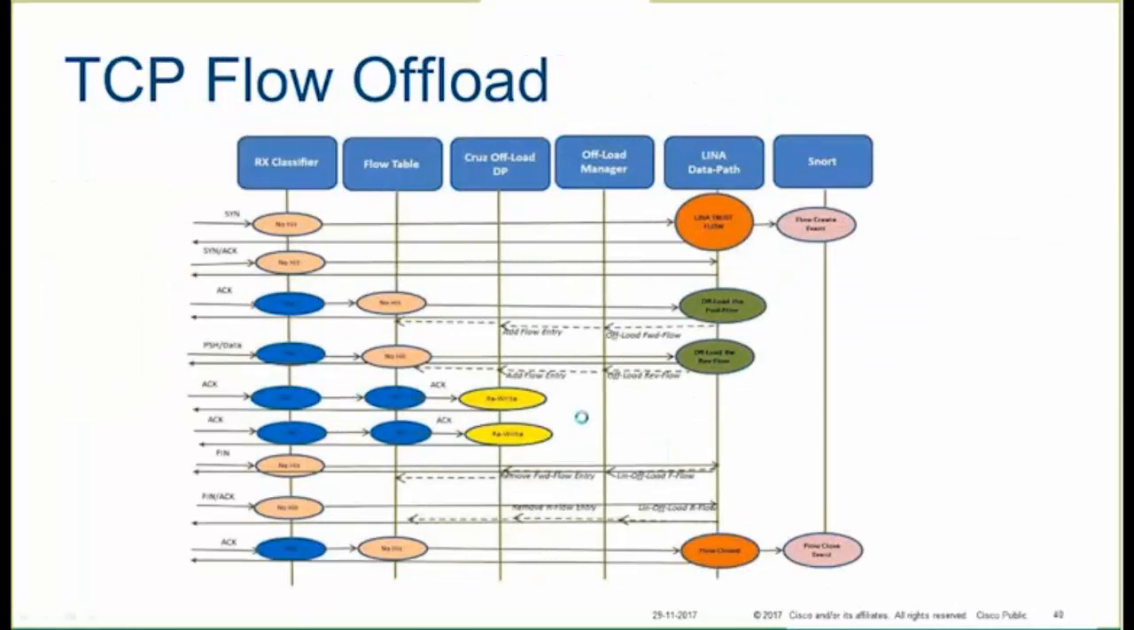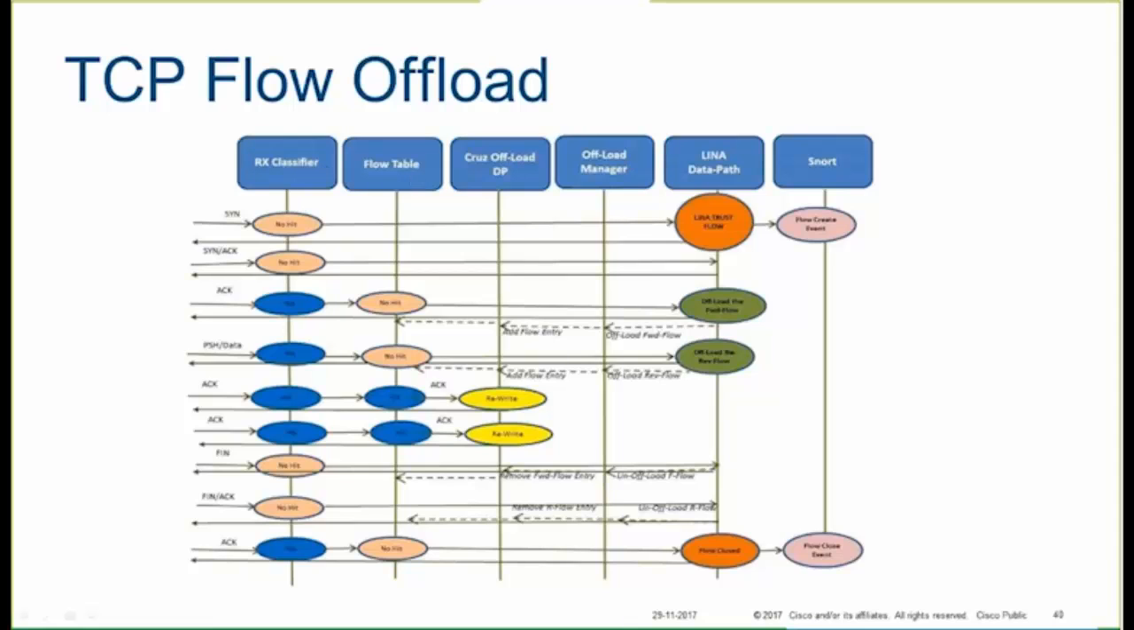Okay, sorry about that. So let me restart on the flow offload here. We have something called the RX classifier initially. In the RX classifier, we basically start looking at control packets, and in case of TCP, those are going to be SYN packets and FIN packets. Whenever you receive any packet which contains a SYN or a FIN, we will be forwarding that traffic directly to the LINA data path, and we will not be doing any of these lookups.